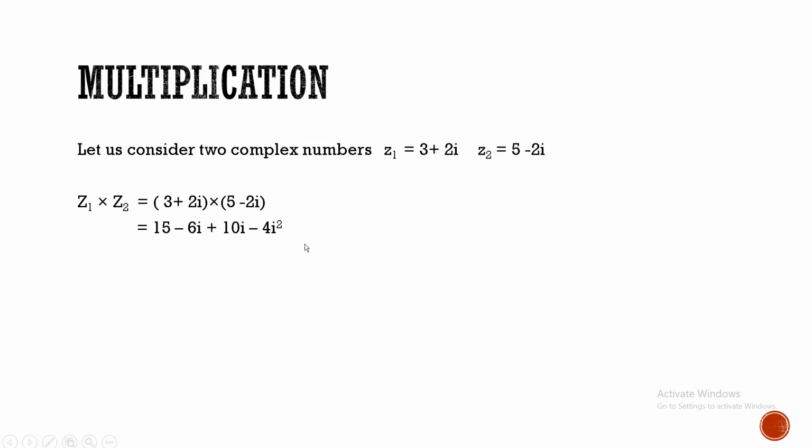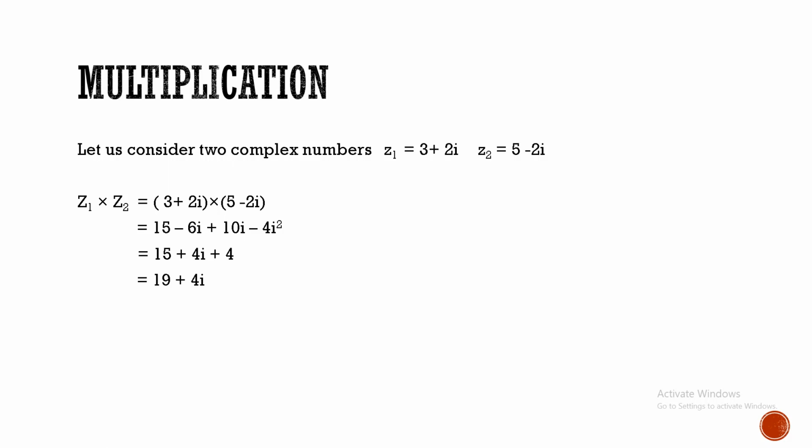So if you simplify this answer, minus 6i plus 10i will be equal to plus 4i. So 15 plus 4i plus 4, because i square value is minus 1, and minus 1 into this minus becomes plus 4. So if you add these, 15 plus 4 will give you 19 and this 4i. So it is very simple. Now we have multiplied two complex numbers, right?